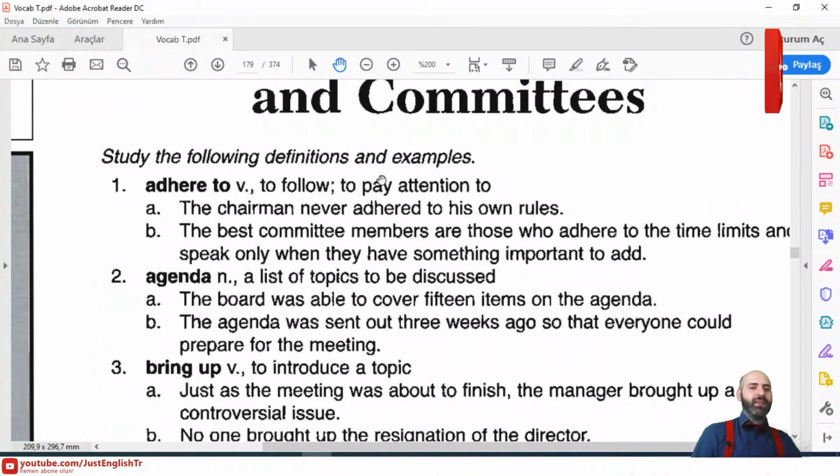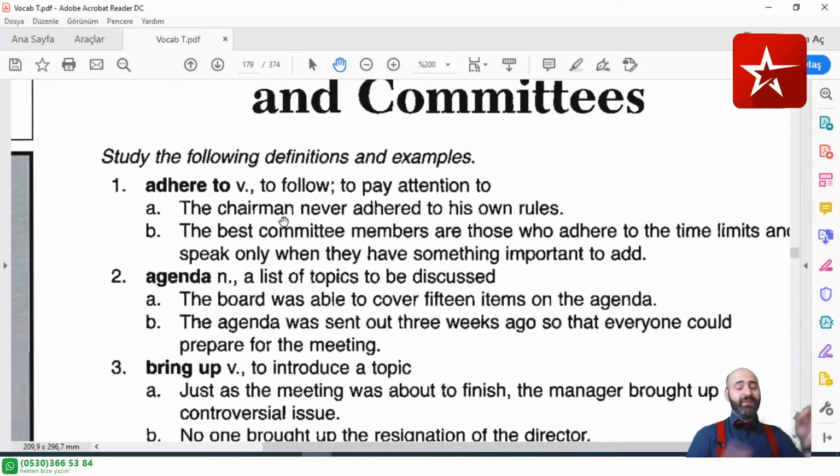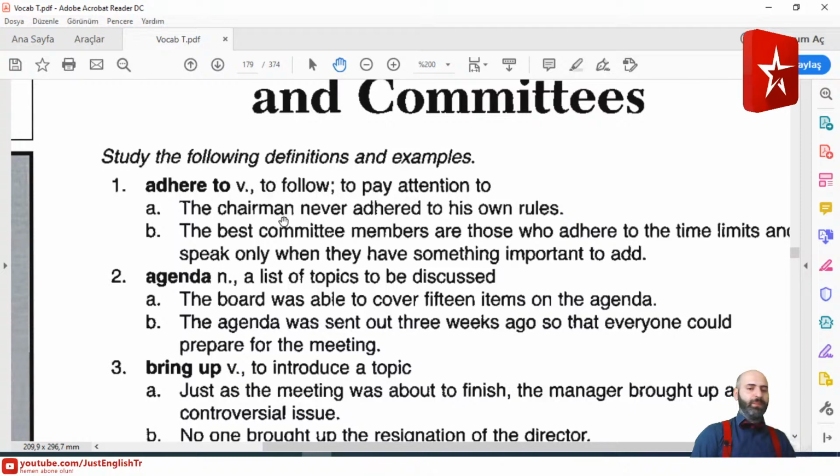A, the chairman never adhered to his own rules. Do you know what is chairman, guys? Do you know the meaning of chairman? It is not the person who prepares chairs, guys. Chairman is not a person who prepares chairs, okay? Chairman has a different meaning. Does anyone know the meaning of a chairman?